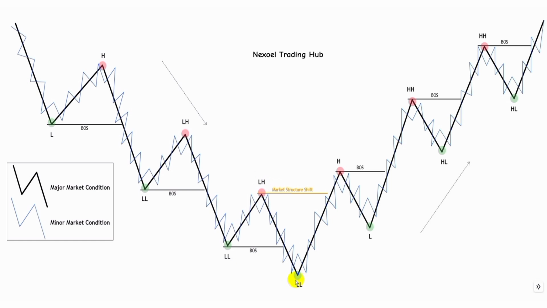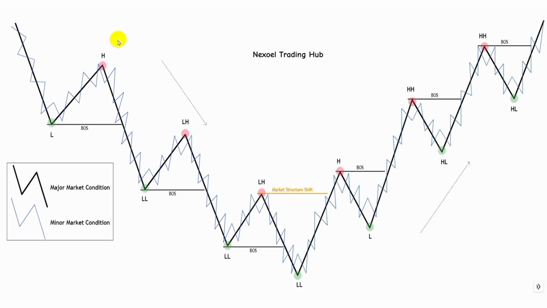Now you can see this lower low point sponsored the move to the upside that broke this lower high points. This is when we now have the major market structure shift. This is just a minor market structure shift based on the minor market condition. When price took out this high point, this is just a minor market structure shift. That doesn't mean that the market has turned into a bullish market condition as the overall directional bias. Until when price breaks through this high point, then we have a full market structure shift.